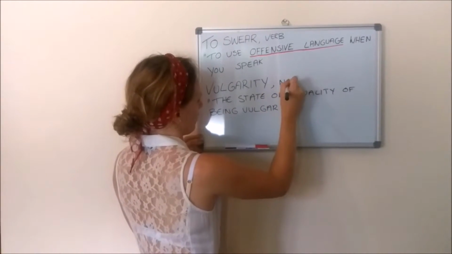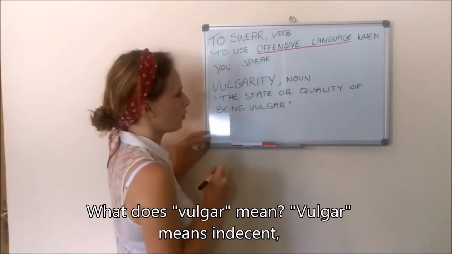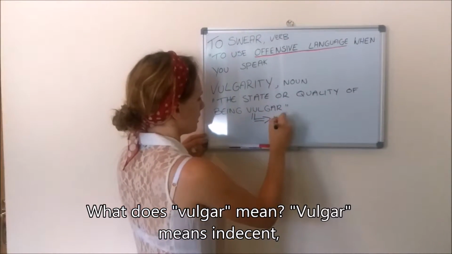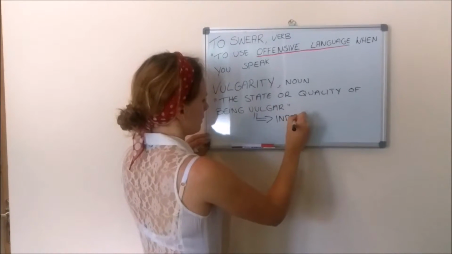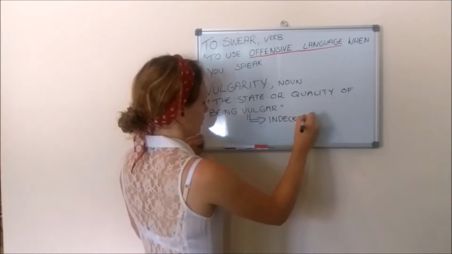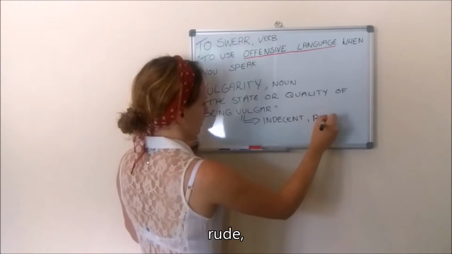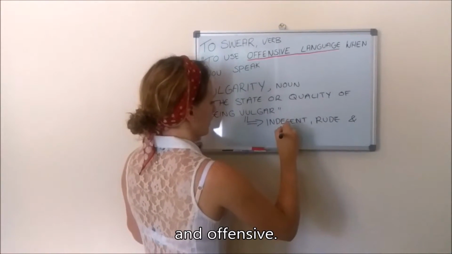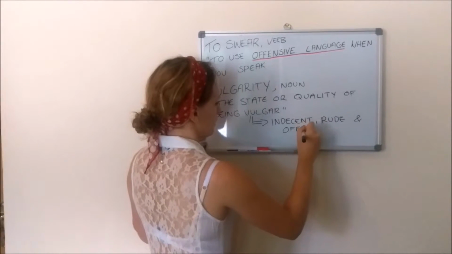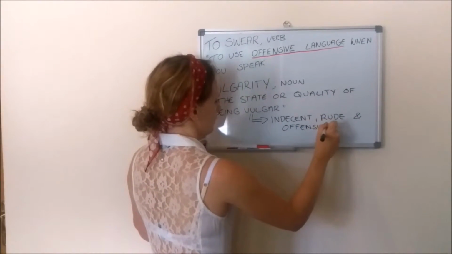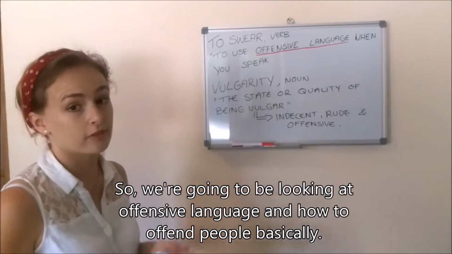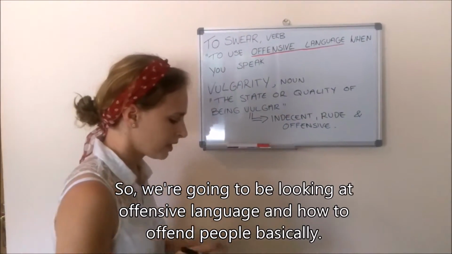Vulgarity is a noun. And what does vulgar mean? Vulgar means to be indecent, rude, and offensive. So we're going to be looking at offensive language, how to offend people, basically. Okay.